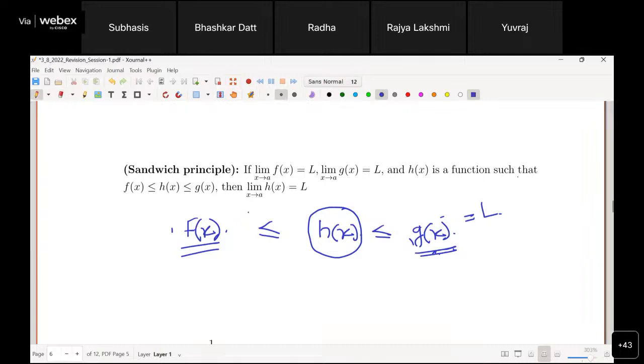Suppose this limit is, let's say, 5 and this limit is, let's say, 9, then in that case you can't say anything about the limit of h of x. The only thing you can say is that if the limit exists, then it will be in between 5 and 9, but you can't give the precise value. But if this limit is 5 and this limit is also 5, in that case you can say that the limit of this function will be 5.